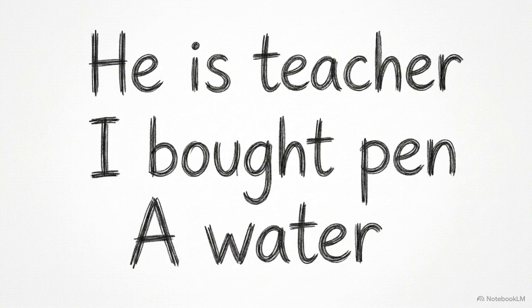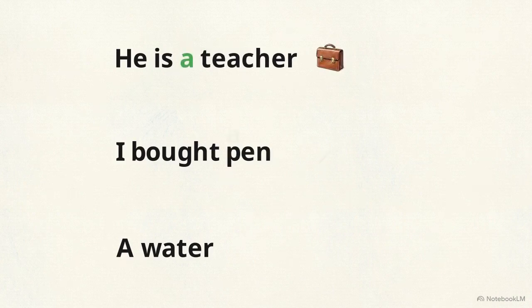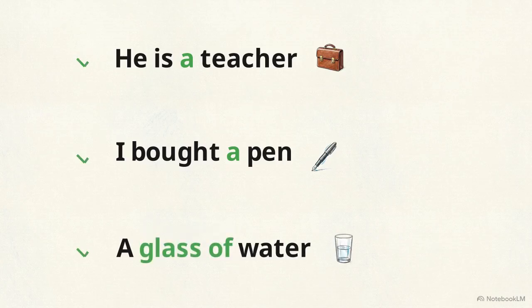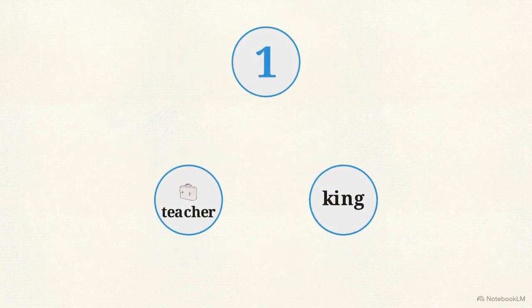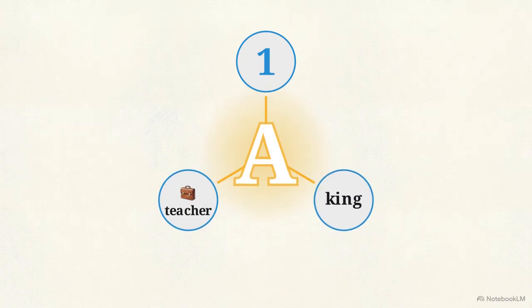Let's test your progress. Look at these 3 incorrect sentences. Based on the rules of professions, countables, and liquids, identify the errors and write the corrections in the comments. Here are the corrections. He is a teacher identifies the profession. I bought a pen accounts for a singular object. And a glass of water uses a container to make the liquid countable. By applying these rules, you use article A to clarify quantity, define roles, and introduce new information into a conversation.